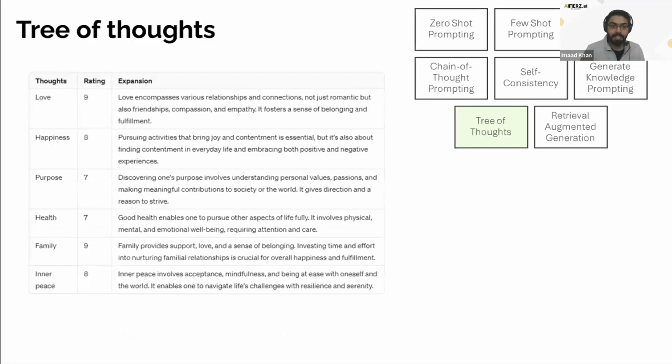So this is the first part. Then it expands on it. So it says, okay, I have love, I've given it a 9, and this is my expansion to love. Encompasses various relationships and connections, not just romantic, but also friendship, compassion, and empathy. It fosters a sense of belonging and fulfillment. Happiness is an 8. Pursuing activities that bring joy and contentment is essential. It's also about finding contentment in everyday life and so on. Purpose is a 7. I think some of you guys mentioned purpose. Discovering one's purpose involves understanding personal values, passions, and making meaningful contributions and so on. Family is a 9, inner peace is an 8, health is a 7.